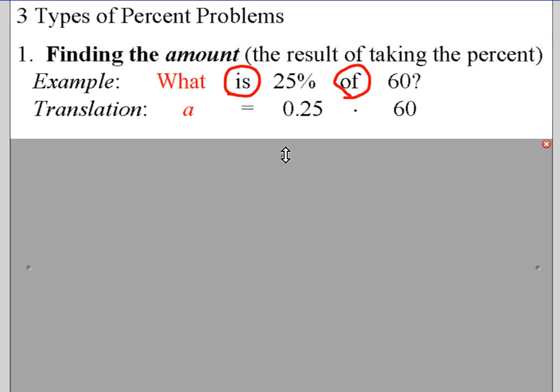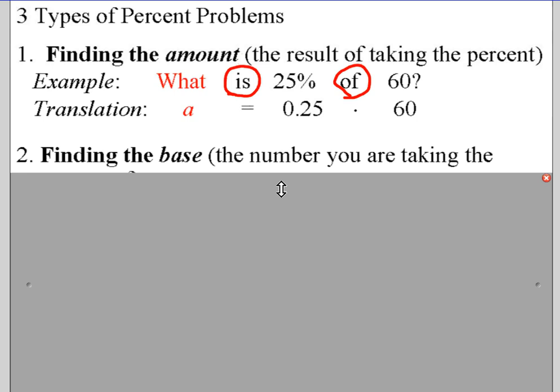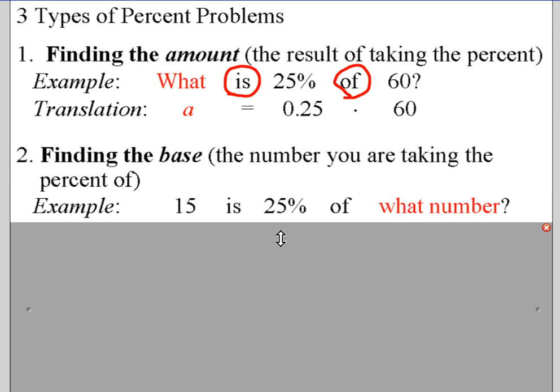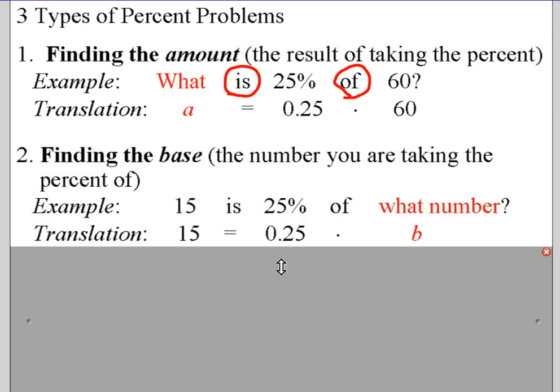All right, the second type of problem is when you're trying to find the base or the number you are taking the percent of, or we also can call it the whole. Okay, so another one, 15 is 25% of what number? Same sort of idea, so 15 equals 0.25 times a number, b. So in this case, in order to solve this, I would have to divide 15 by 0.25 in order to find b.